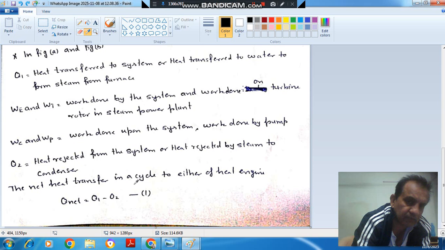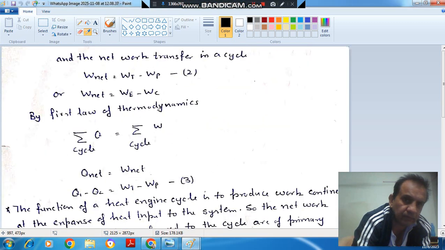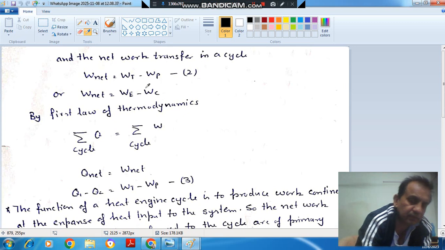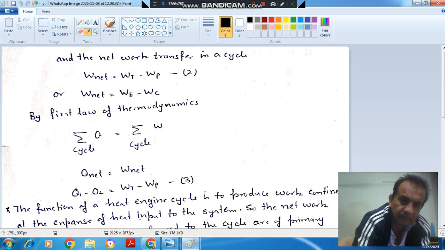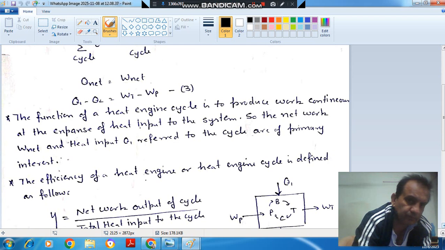Net heat transfer in a cycle to either of the heat engines is Q net equal to Q1 minus Q2, and net work transfer in a cycle is W net equal to WT minus WP, or W net equal to WE minus WC. So by first law of thermodynamics, summation of heat in a cycle is equal to summation of work in a cycle. Q net is equal to W net. Q1 minus Q2 is equal to WT minus WP. That is equation number 3, and the heat equation is 1 and the work equation is 2.